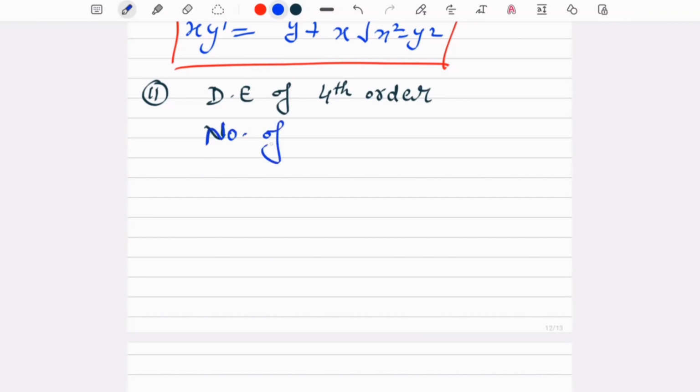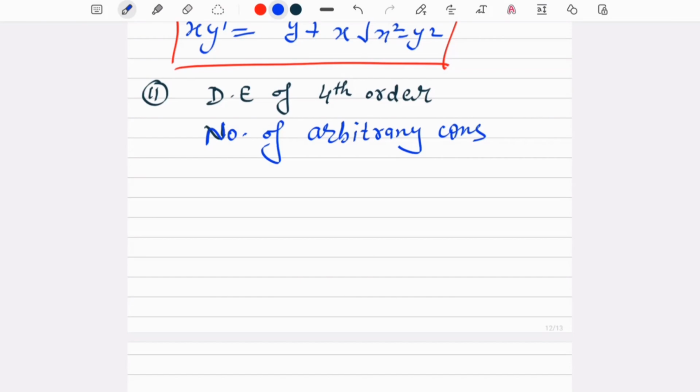Number of arbitrary constants in the general solution of a differential equation of fourth order. The key point in this particular question is: what is the order of the differential equation? That many arbitrary constants must be in the function or in the general solution. What is the order of the differential equation?